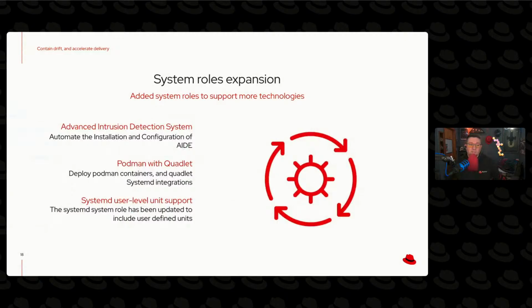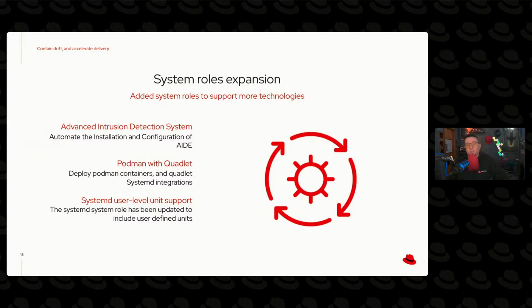System roles. We've got some new system roles coming. The new system role for AIDE, the Advanced Intrusion Detection Environment, automates the installation and configuration of AIDE by initializing AIDE itself and updating the AIDE database, including running integrity checks, enabling organizations to more easily deploy and manage AIDE at scale in larger environments. Additionally, the Podman system role assists organizations in automating the configuration of Podman across RHEL environments more consistently by adding support for the configuration of pods within Quadlet.